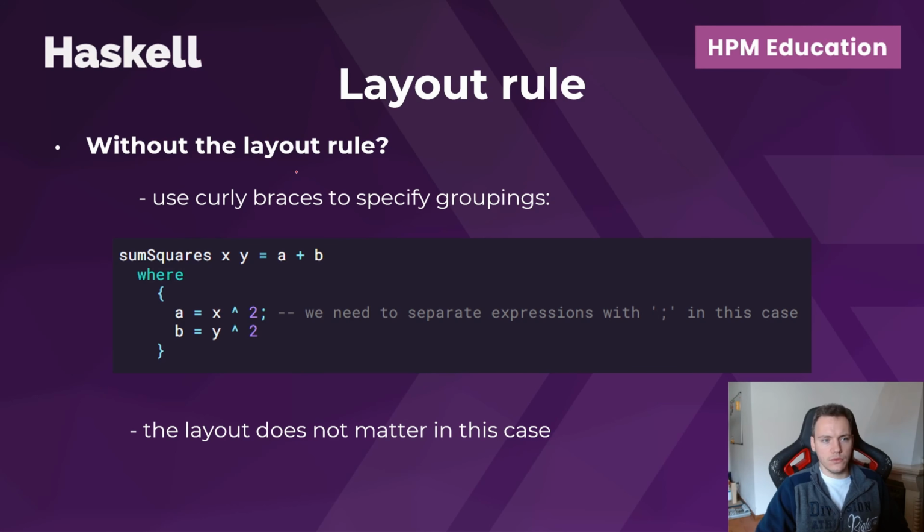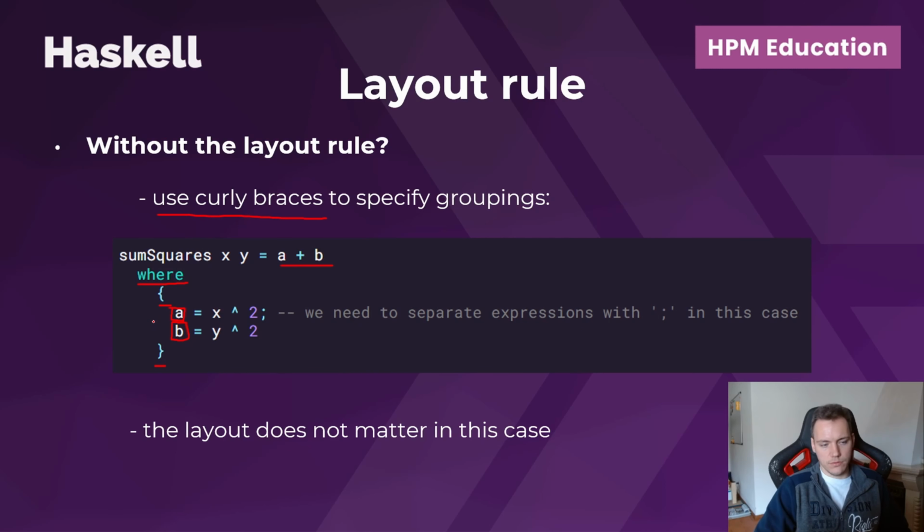Is it necessary to use the layout rule? Not really. Without the layout rule, we could also write this function using curly braces to specify the groupings. So in this case, our function still wants to add the squares together, and we have, again, the where keyword, but now we have an open and closed curly brace inside which we define the local definitions of a and b. In this case, we have to use the semicolon to separate different definitions. And in this case, the layout does not matter.